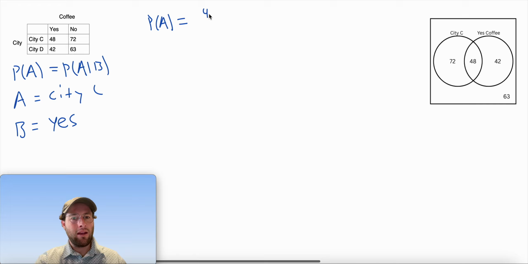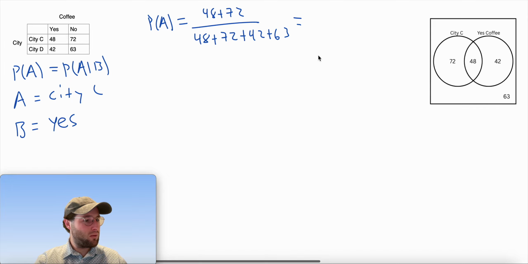Okay, so the probability of A is going to be, what's the probability of living in city C? Well, it's 48 plus 72 over the total amount of people surveyed, 48 plus 72 plus 42 plus 63. And this equals 120 over 225. And that comes out to approximately 0.53. Okay, so we found the probability of living in city C.